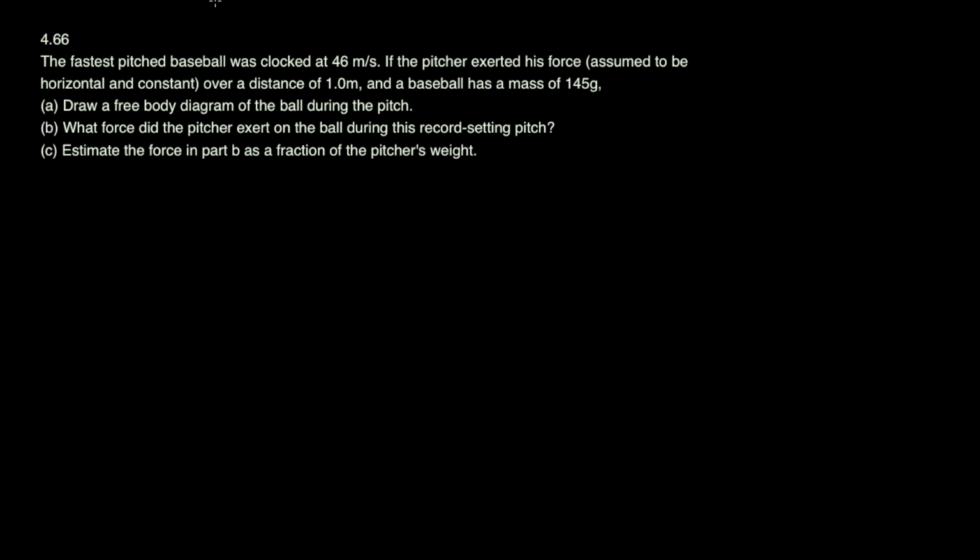Okay, let's try problem 4.66. The fastest pitched baseball is clocked at 46 meters per second. If the pitcher exerted his force, assumed to be horizontal and constant, over a distance of 1 meter, and a baseball has a mass of 145 grams, A, draw a free body diagram of the ball during the pitch.